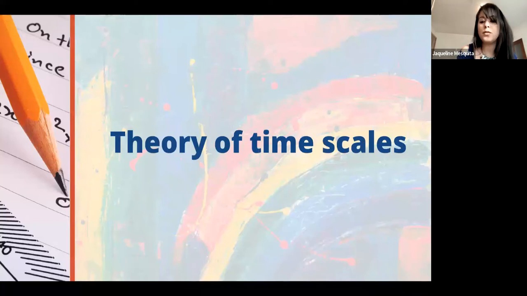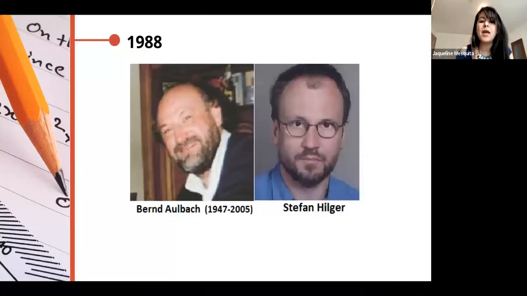For that, we need to start with the theory of time scales. It started in 1988 with Stefan Hilger in his PhD thesis. Here is Bernd Aulbach, his advisor. Stefan Hilger wanted to introduce a theory that could unify continuous and discrete cases. This motivated him to introduce the theory of time scales, which unifies continuous cases, discrete cases, and also the cases in between.